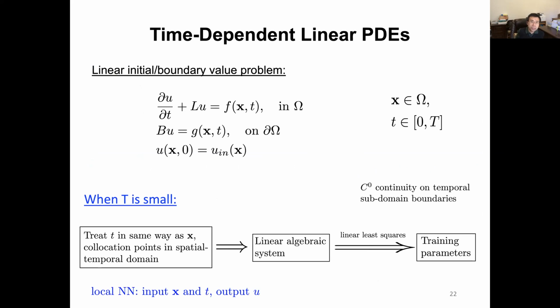Now, if the PDE is time independent and we want to find the solution for the time variable from 0 to T, the capital T, if T is small, we can treat the time variable in the same way as the spatial variable. So you can get collocation points from the spatial-temporal domain. Similarly, you can get a linear algebra system and use the linear least squares method to get the values of the training parameters. So this is very similar.